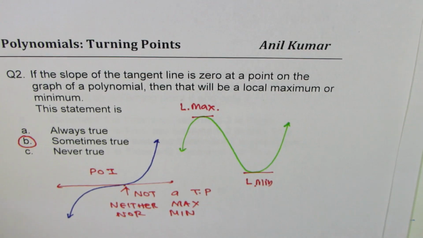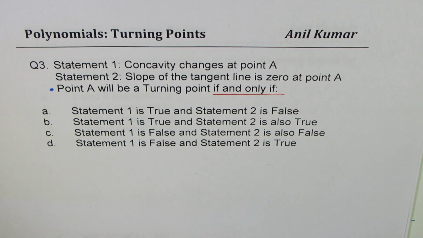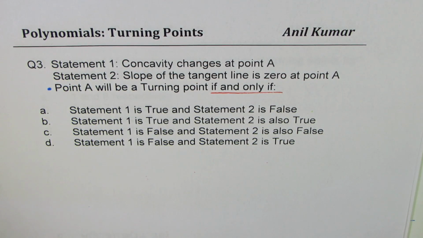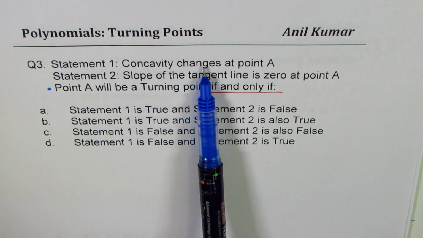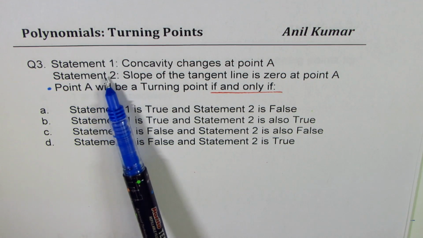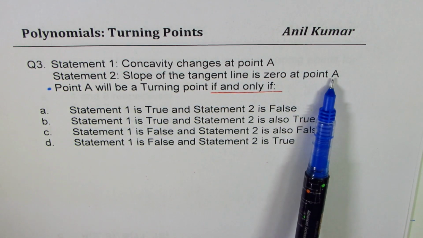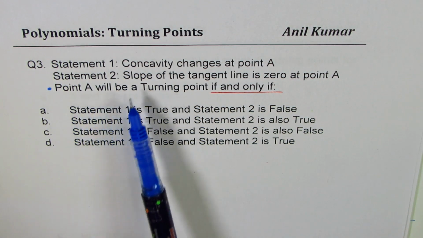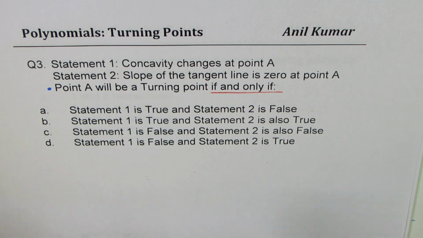Question number 3, I've actually summarized both. And now you should be in a position to answer it correctly. So what are we saying here? Statement 1, concavity changes at point A. Statement 2, slope of the tangent line is 0 at point A. Point A will be a turning point if and only if what is true? So what is true?